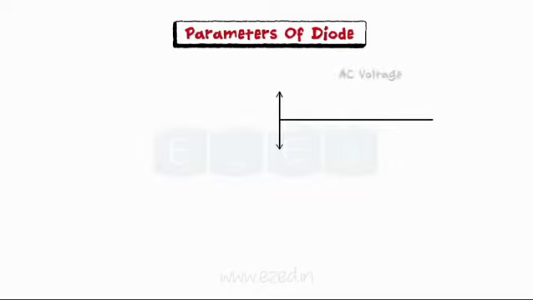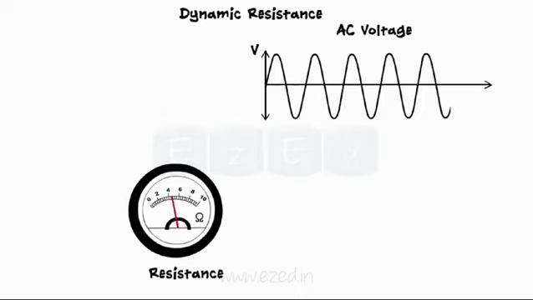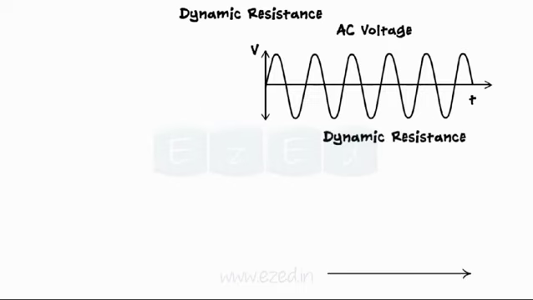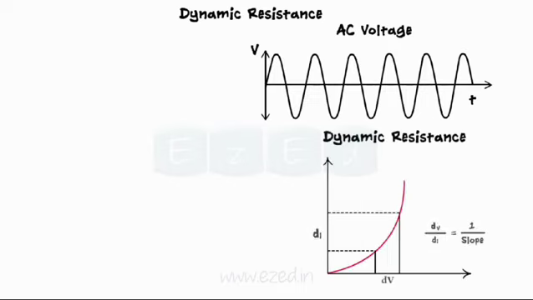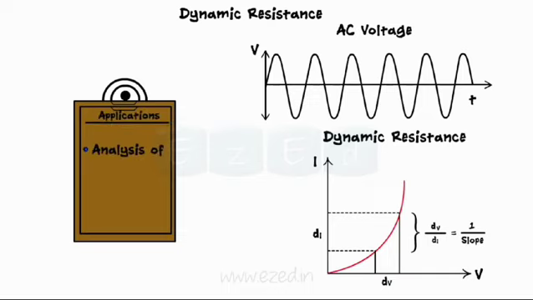When we operate the diode on an AC signal, its resistance does not remain the same as that of DC or static resistance. This is because AC signals continuously change in a sinusoidal manner along the axis, taking alternate positive and negative values. Thus, this resistance becomes dynamic in nature. This dynamic resistance is calculated as dV upon dI. It comes into the picture as an important parameter when we deal with the analysis of circuits that work on AC signals.